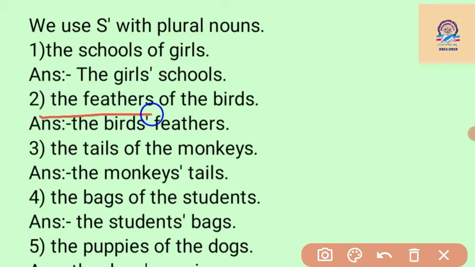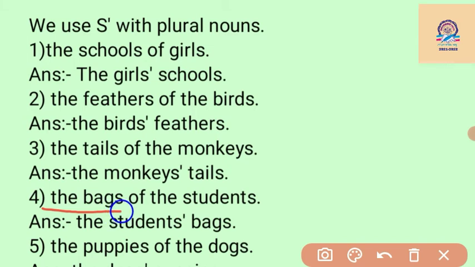The feathers of the birds. Birds is a plural noun, so we have to simply add only the symbol here, not apostrophe s. So we can say the birds, then apostrophe symbol, then feather: the birds' feather. The tails of the monkeys. Monkeys is a plural noun, so simply we add the symbol of apostrophe, then tails. It means the monkeys' tails here.